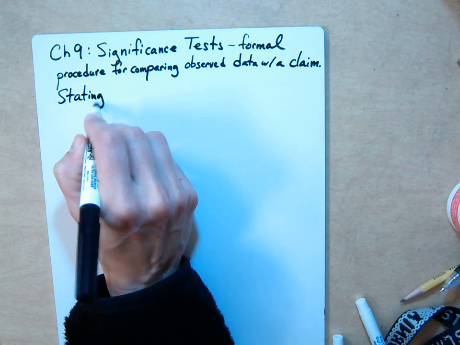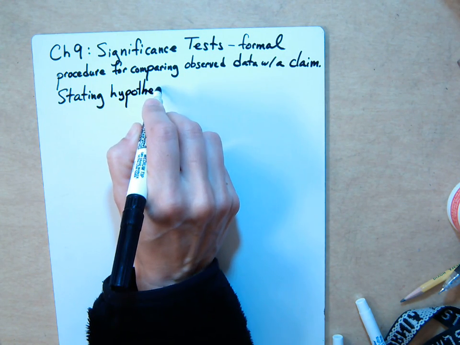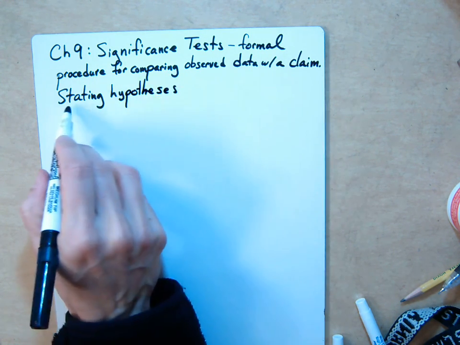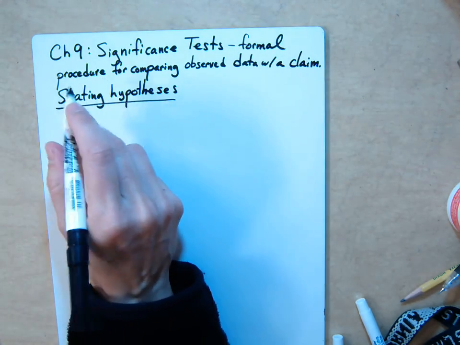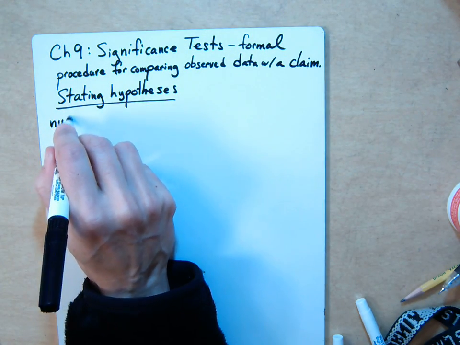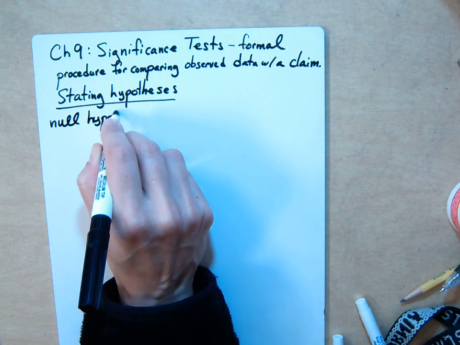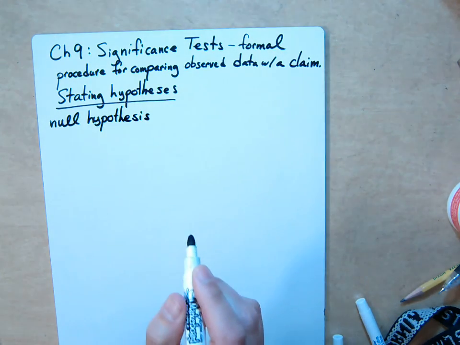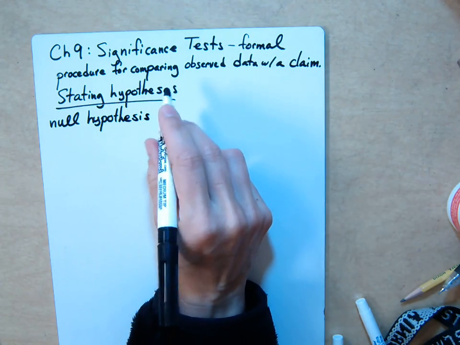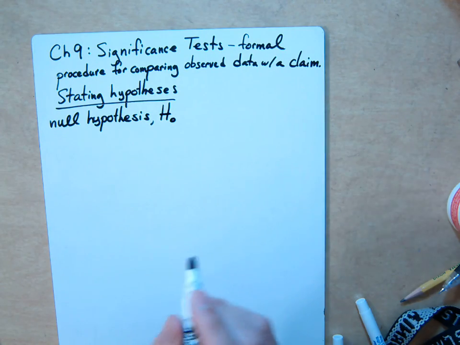Stating hypotheses. It's actually two hypotheses. So first what we do is we state what's called the null hypothesis. And this is sometimes known as the statement of equality or of no change. It's almost always going to be equal to. So null hypothesis, the symbol for that we'll use from now on is H0.